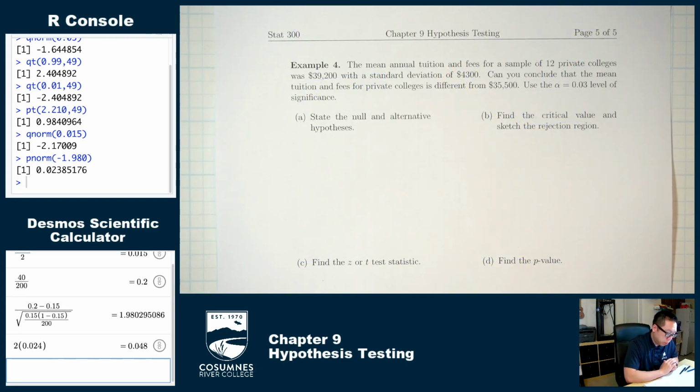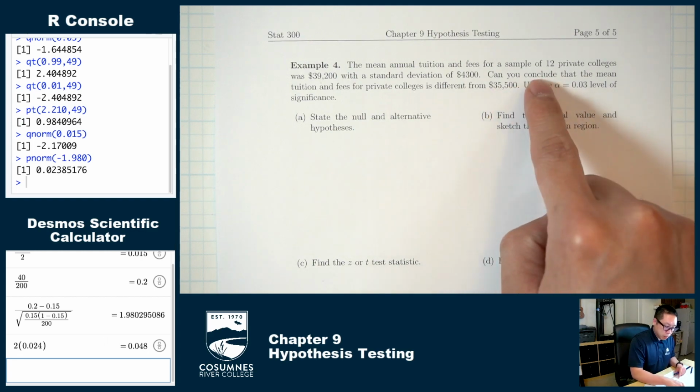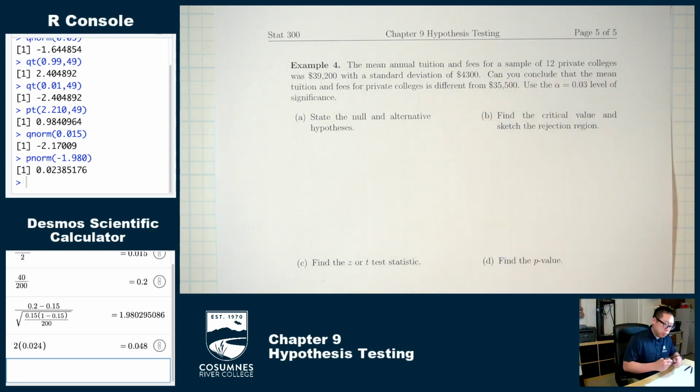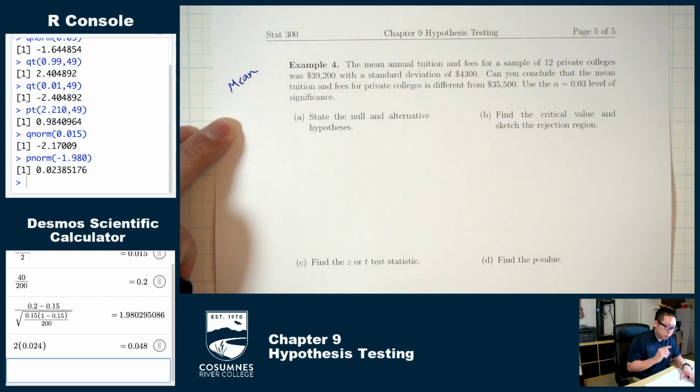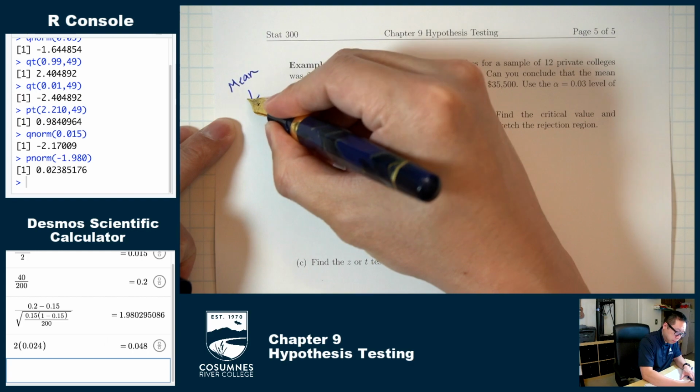Example 4. The mean annual tuition and fees for a sample of 12 private colleges was 39,200 with a standard deviation of 4,300. Can you conclude that the mean tuition and fees for private colleges is different from 35,500? Use the alpha equals 0.03 level of significance. The first thing we need to decide is, are we talking about proportions or are we talking about means here? Can you conclude that the mean? So this is definitely going to be a mean question. And to remind myself, means, I should be using t's throughout this problem.